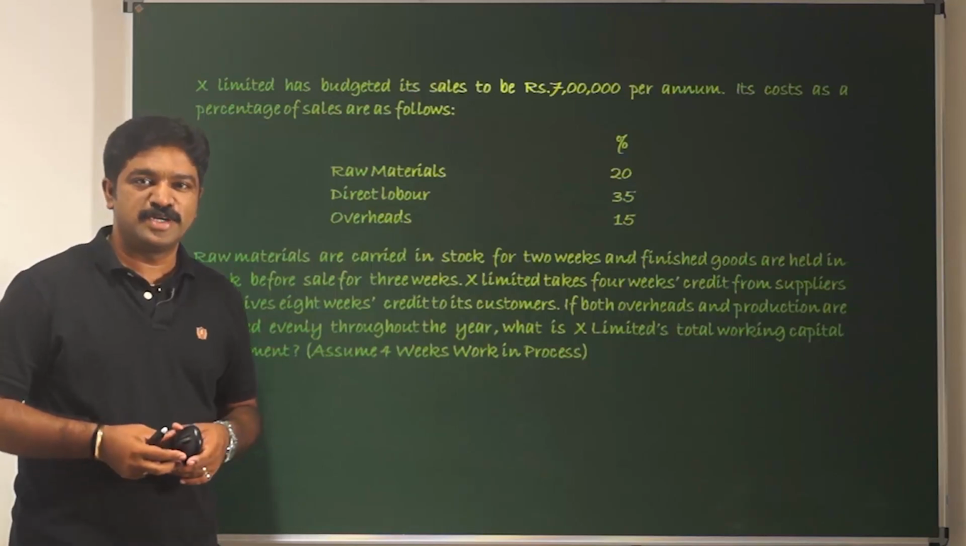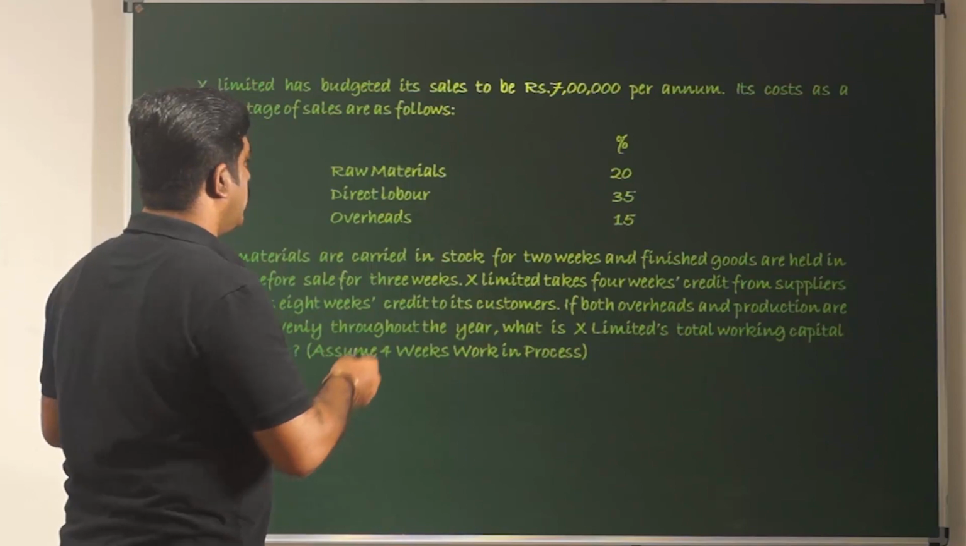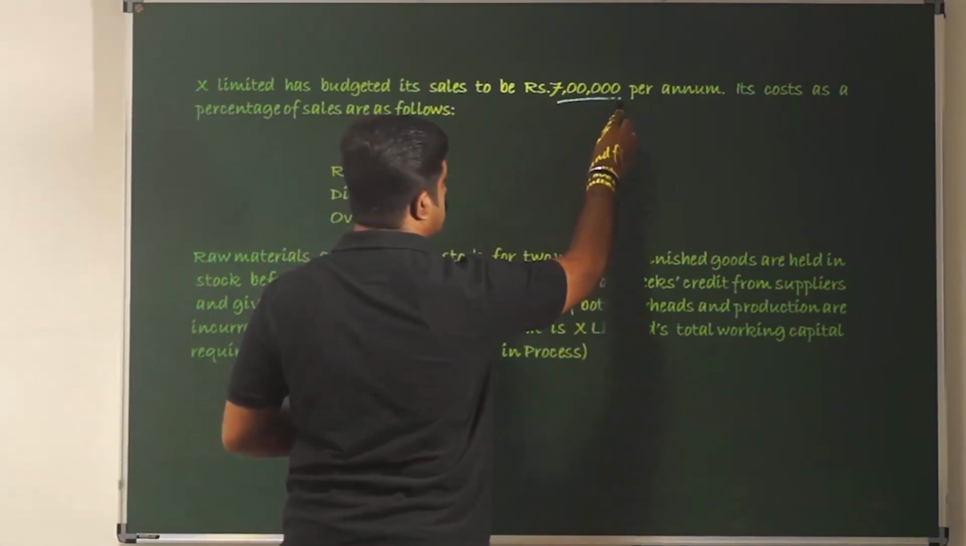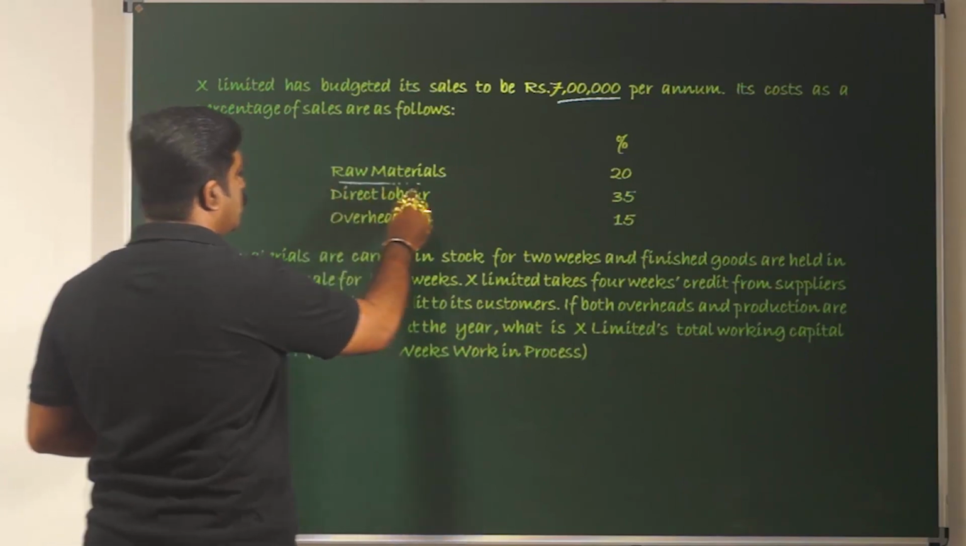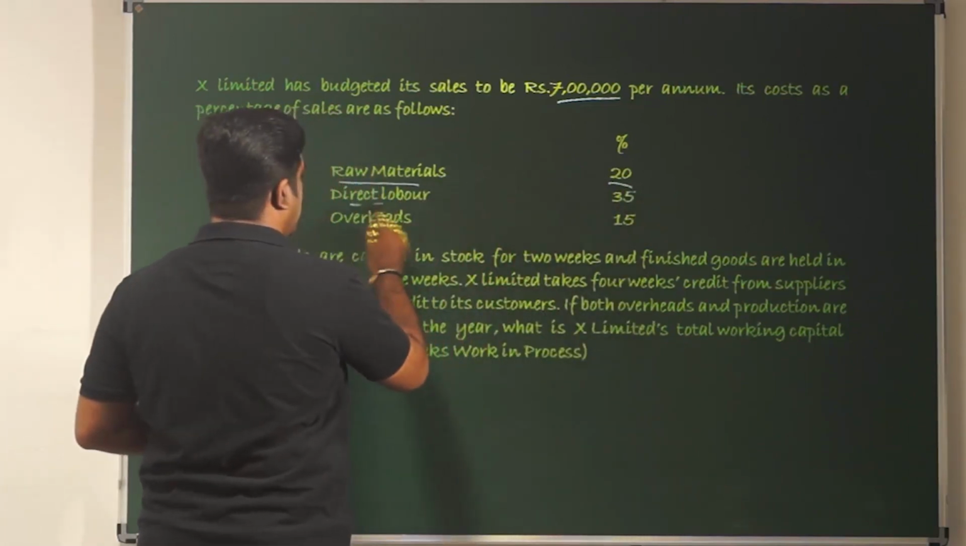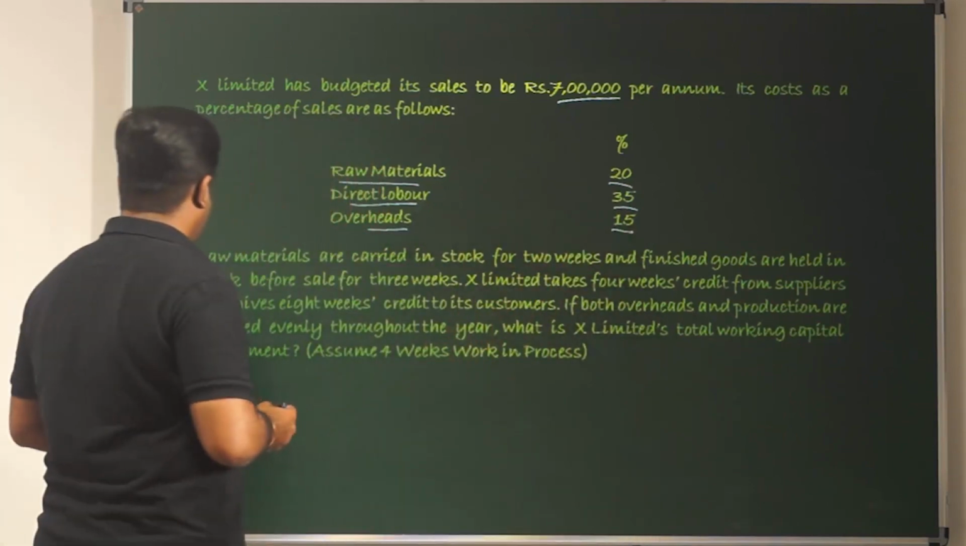Let's take this case study to understand working capital computation. We have X Limited where the budgeted sales is 700,000 per annum. Its costs as a percentage of sales are available: raw material 20%, direct labor 35%, overheads 15%.